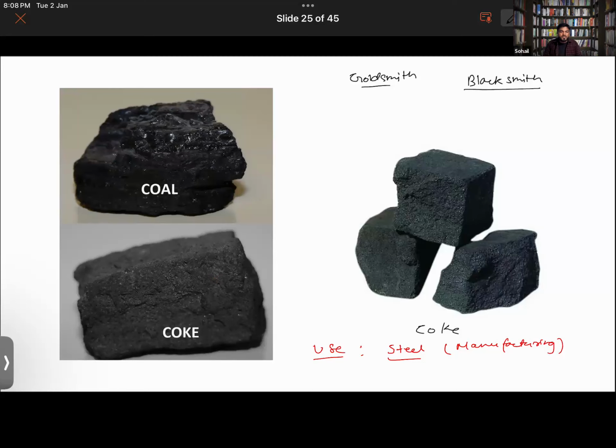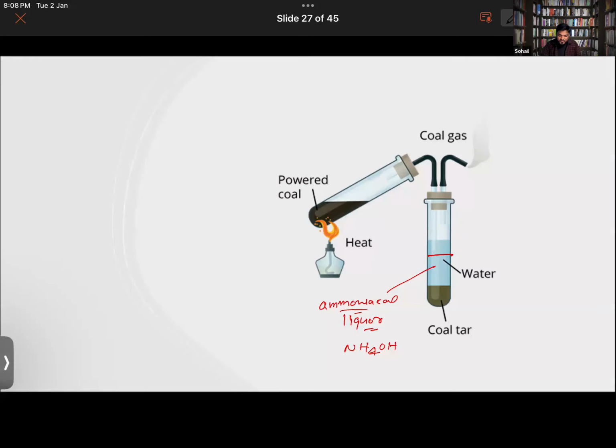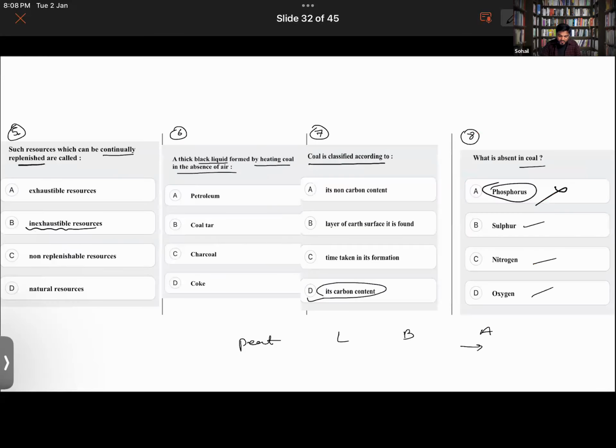We also use it in blast furnaces for the production of iron, right? We have to heat the iron, so there also we use it. Okay. So these are some of the uses of coke. Do remember that. Now moving on.